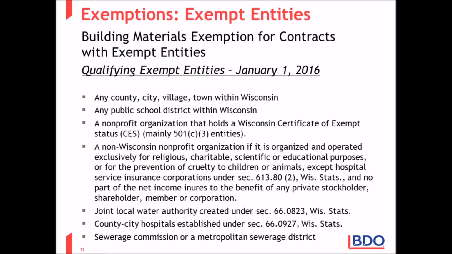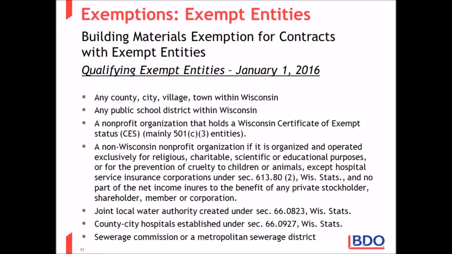As I said, there's basically two phases to this. The slide you're looking at is the original list of exempt entities. So these have been exempt since the beginning of 2016. The first two bullet points basically boil down to any county or municipality in Wisconsin, so cities, villages, towns, and their school districts. Those are all qualifying entities.